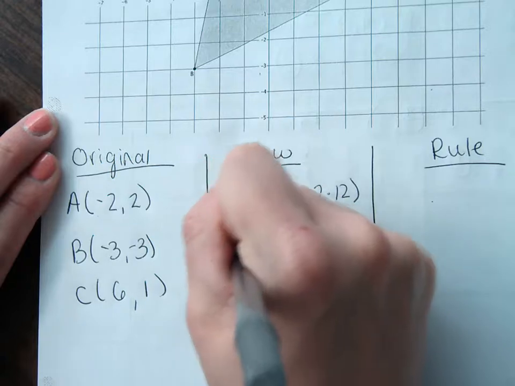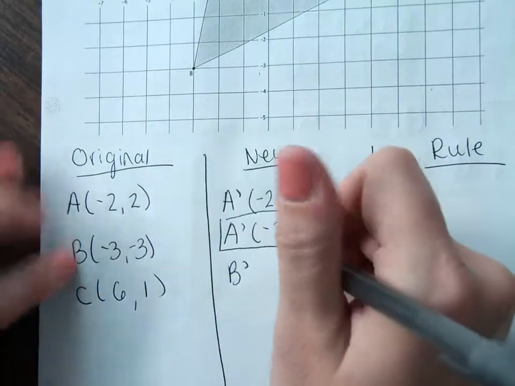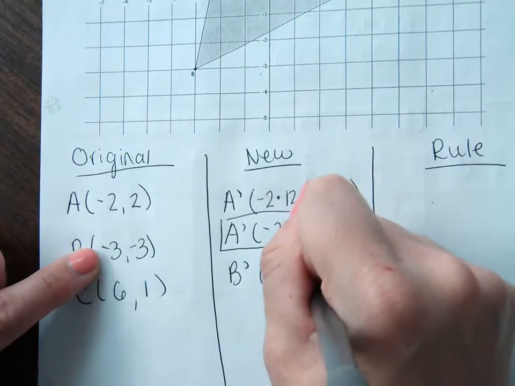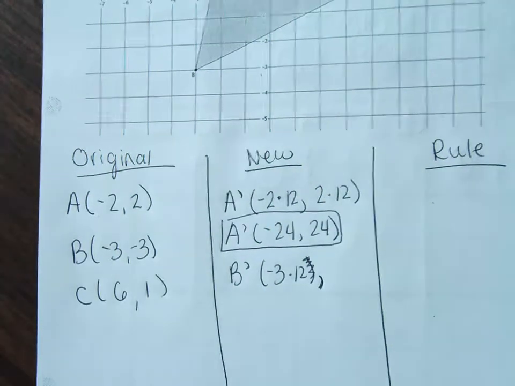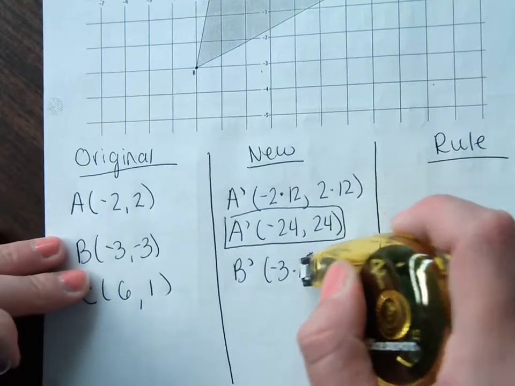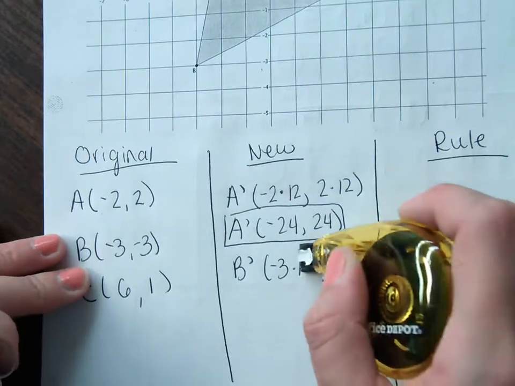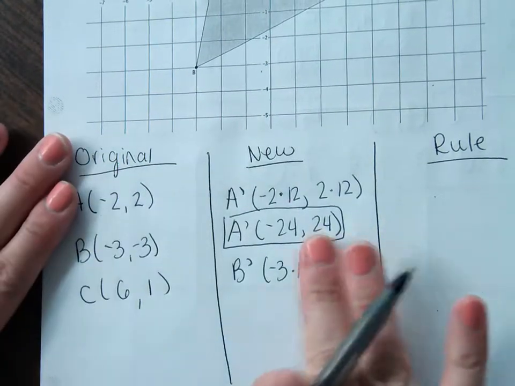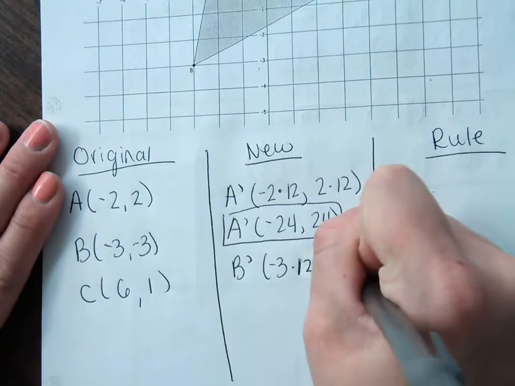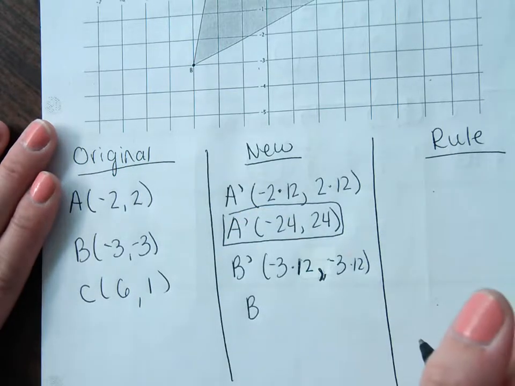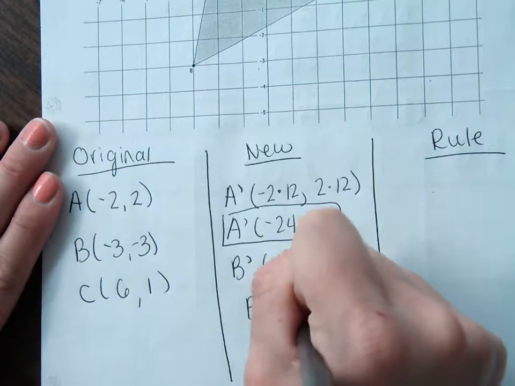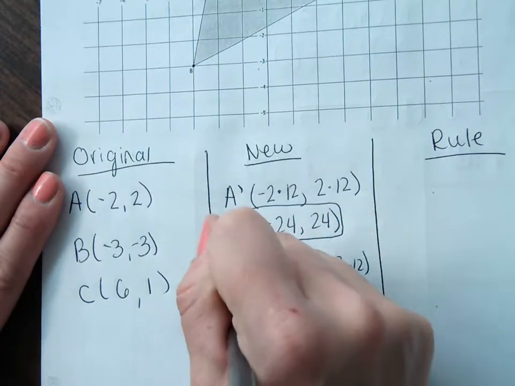B prime, we have -3 times 12, comma, -3 times 12. So when we multiply, that gives me B prime is -36, -36.